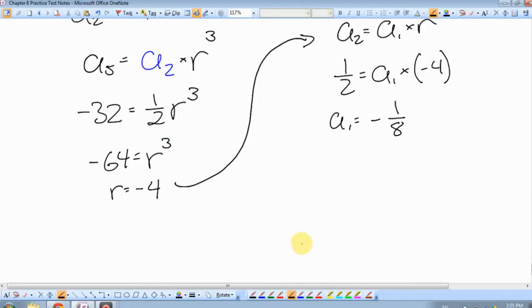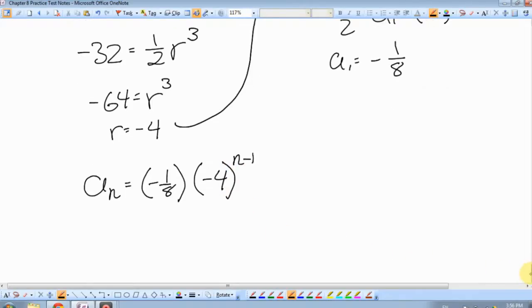Awesome. So in other words, any general term is equal to -1/8 times -4 to the n-1 power. I don't think I'm going to simplify that much further than that. Oh, no, they want the explicit rule. Wait, so what do we do for A and B?